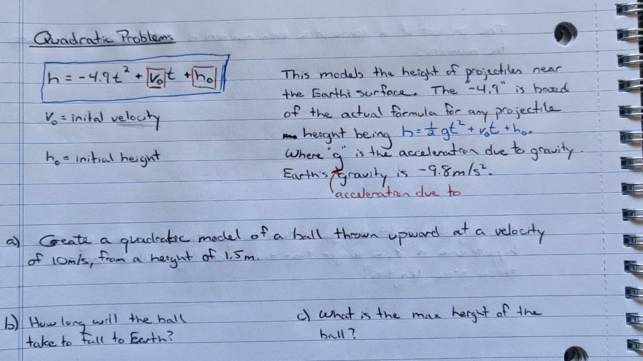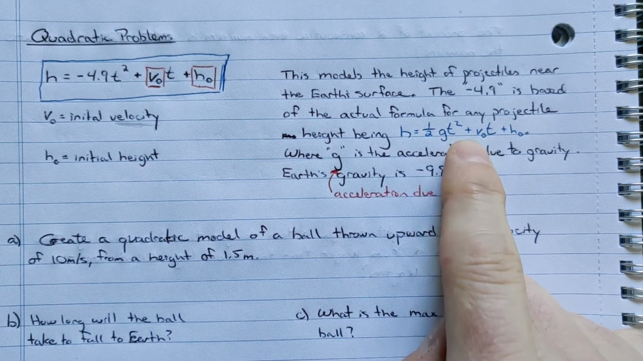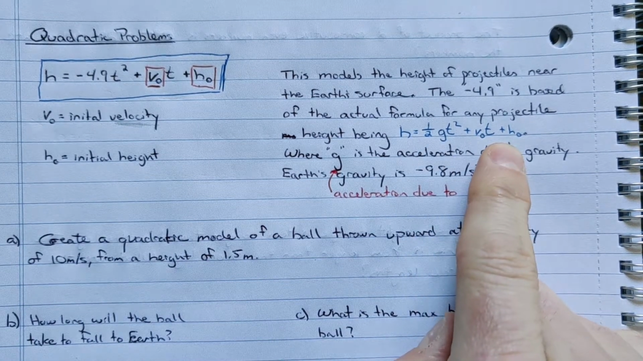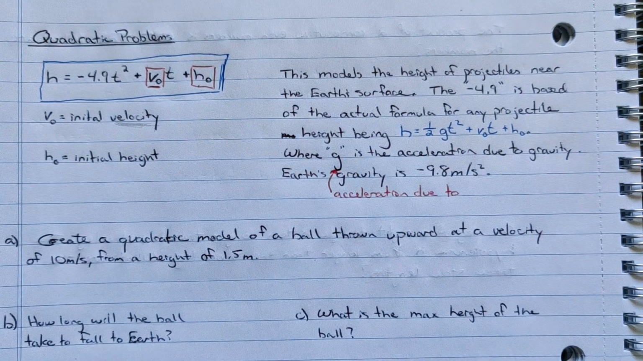The actual physics formula for modeling any projectile height is 1/2 times the acceleration due to gravity times t squared, plus the initial velocity times t, plus the initial height. So this g is the gravity. This could work if you had the acceleration due to gravity on the moon, or if you were not near the surface of the Earth but further up as you near space, where gravity decreases to a degree, and so you can use this to model the height of a projectile at any given time.